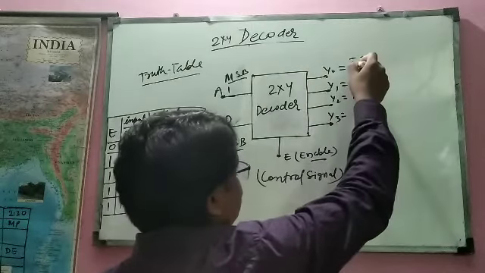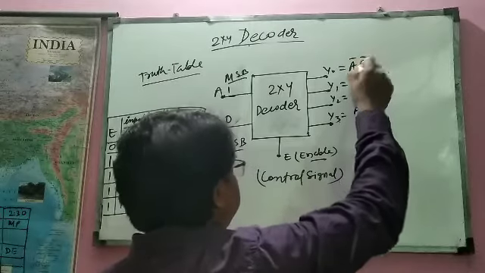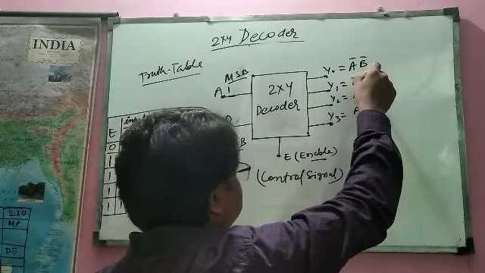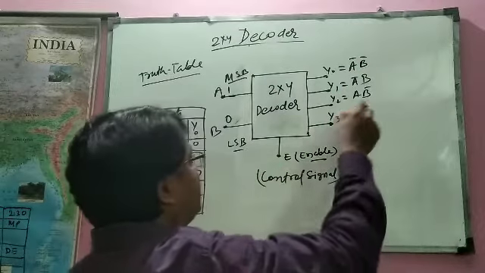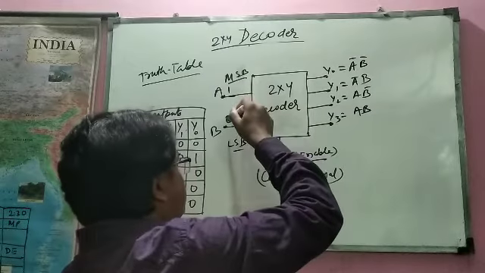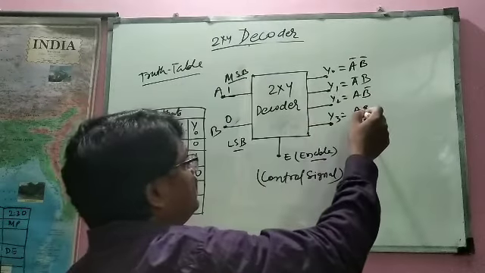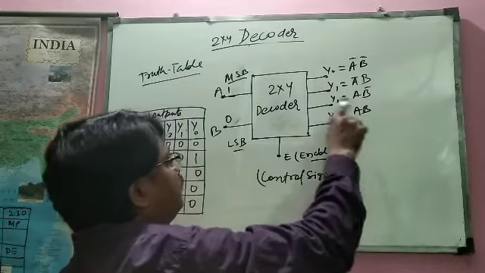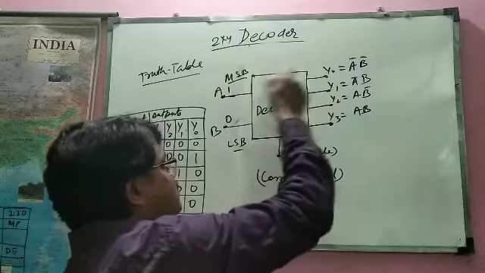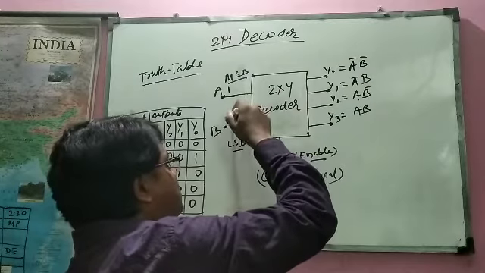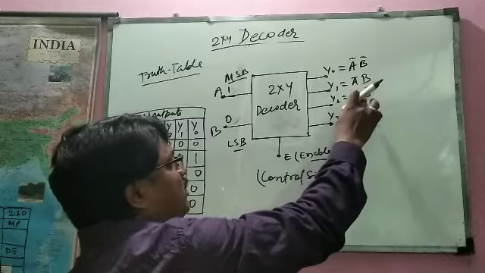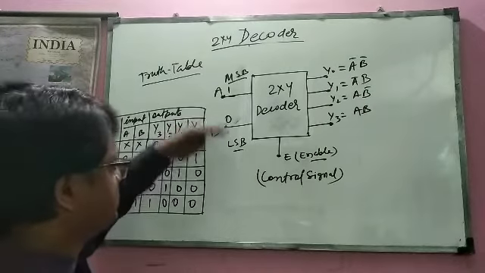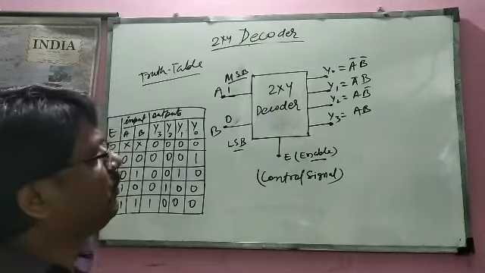If A is 1, so A bar will be 0, so multiplication will be 0. So this is A bar B. So A is 1, again A bar will be 0, so this is 0. Again A is 1, B is 0, so this will be 1 and this will be 0. So this is 0. Now see this y2. What will happen? A is 1, okay, good, and B is 0, so B bar will also be 1. So 1 into 1 will be 1. So depending upon these inputs, one of the outputs will be high.